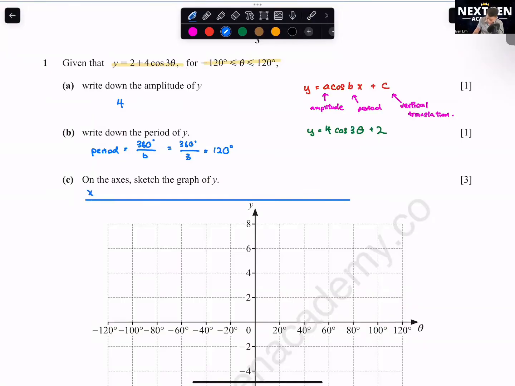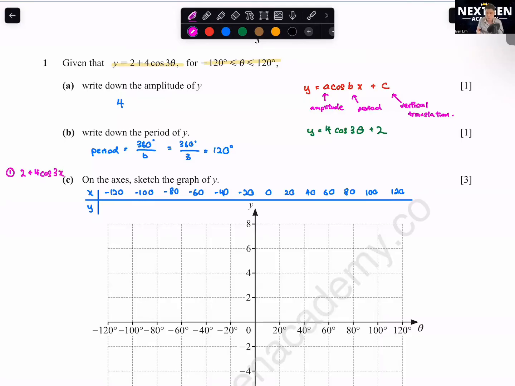Very good. Here we are going to put x and y. Go and plot out all of these values in your calculator, every single one. Do you need to keep writing the equation over and over again? Don't need. We are going to use the CALC button on your calculator, on the top left. First step, type in 2 plus 4 cos 3x, literally putting the 3x. Close the bracket, then press CALC. Now type in negative 120, equal.